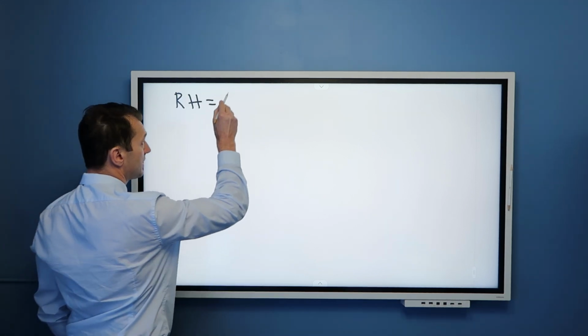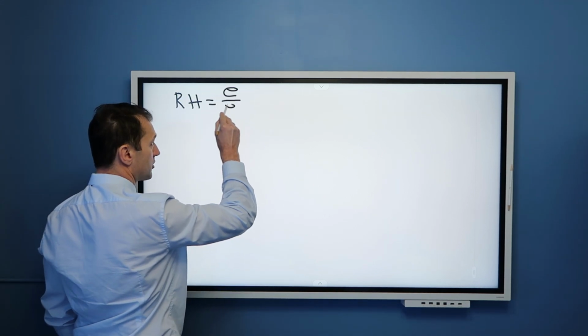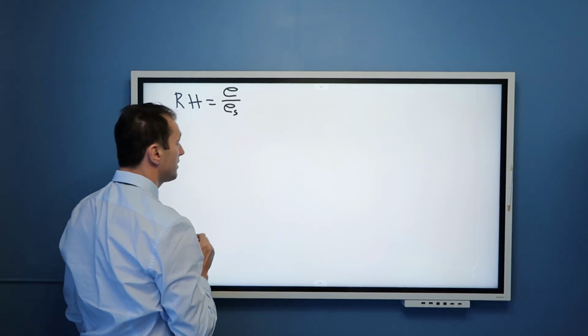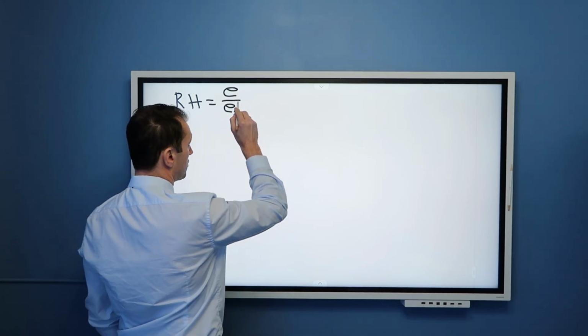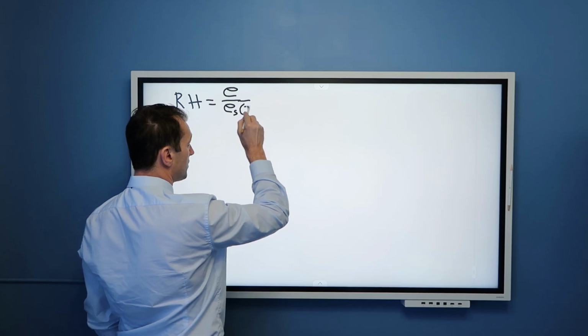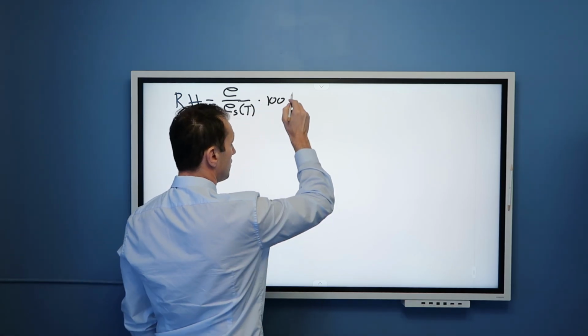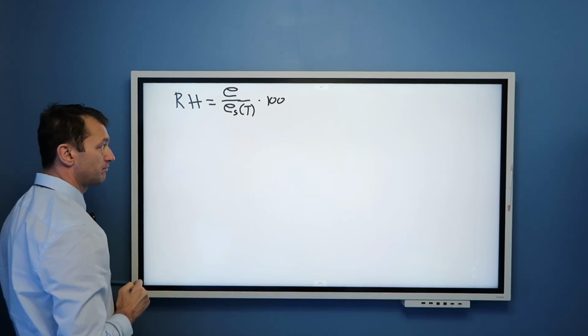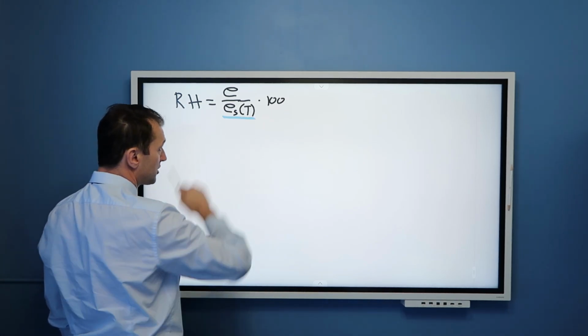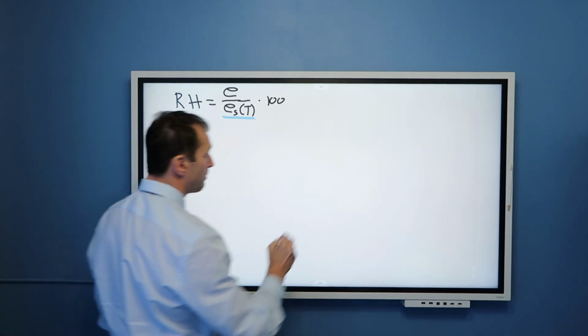Relative humidity is the ratio of the partial pressure of water vapor divided by the saturation pressure of water vapor, which depends on temperature, times 100, and we multiply by 100 to give results in percentages. And here is the issue. Saturation vapor pressure depends on temperature.